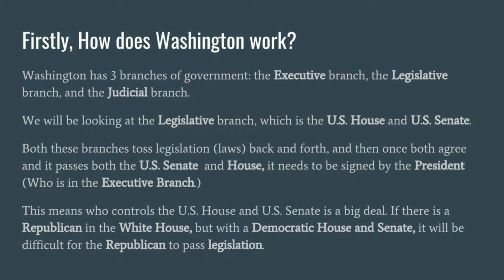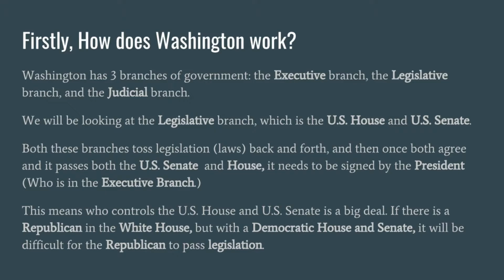So that does mean that whoever controls the US House and Senate is a big deal. Most people, not all, but most, vote down party lines. What that means is that if you're a Democrat, you'll mostly vote with most of the Democrats, and if you're a Republican, you'll mostly vote with the Republicans. There are exceptions, but that's the gist of it. So whoever controls the House and Senate is a big deal.